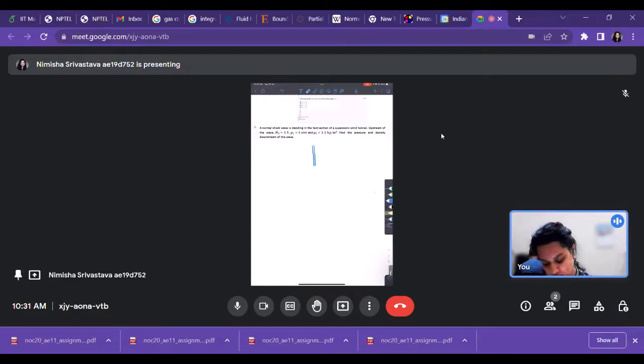Now on the left hand side, that is upstream of the shock wave, let's see what all is given to us. Over here we have the Mach number, the pressure, and the density. So M1 is 3.5, P1 is 1 atmosphere, and rho 1 is 1.2 kg per meter cube. We are asked to find the pressure and density downstream of the wave, that is, P2 and rho 2. This is the question.